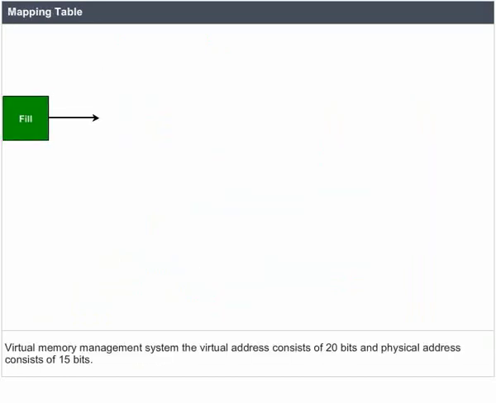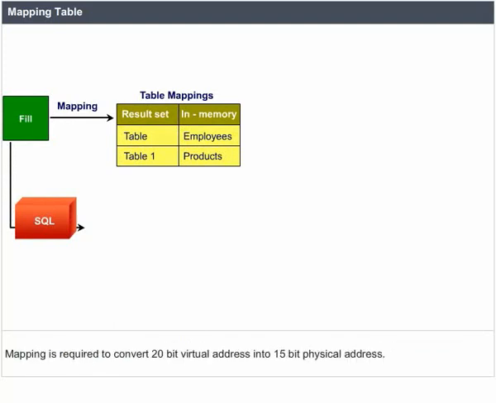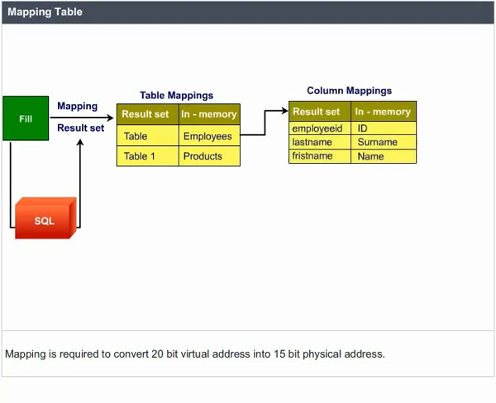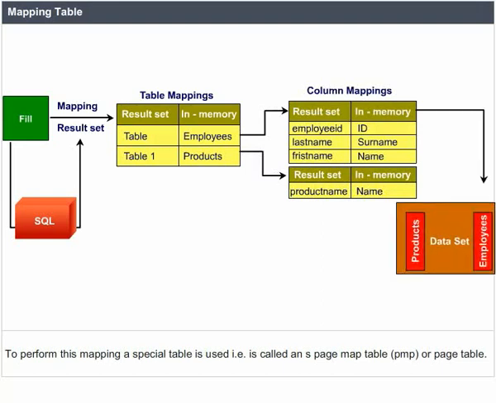Mapping table. Virtual memory management system. The virtual address consists of 20 bits and the physical address consists of 15 bits. Mapping is required to convert the 20-bit virtual address into a 15-bit physical address. To perform this mapping, a special table is used, that is, a page map table, PMT, or page table.